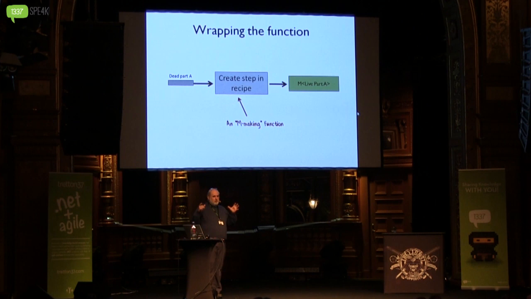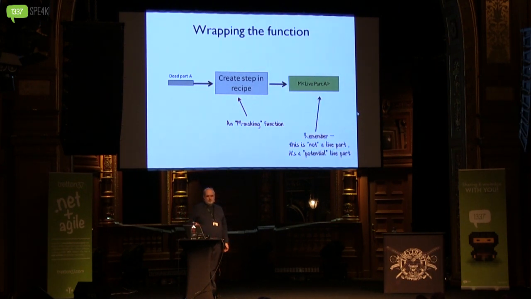But once we've turned that thing into an M thing, we can start writing recipes. And we say, okay, here's the dead part, and I can actually make a live part, or a promise of a live part, an M of a live part. So again, this M thing is not a real thing, it's a potential thing. Okay, I hope that makes sense to everyone? I know I'm kind of whizzing past very quickly on this.